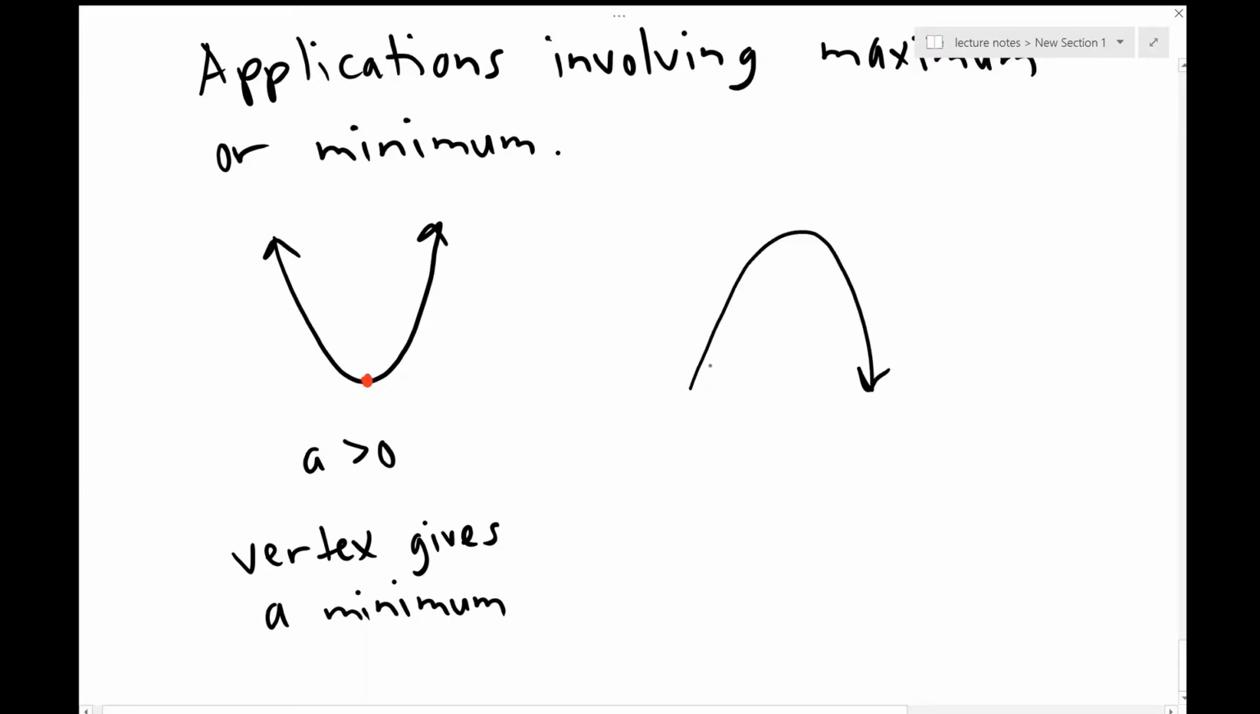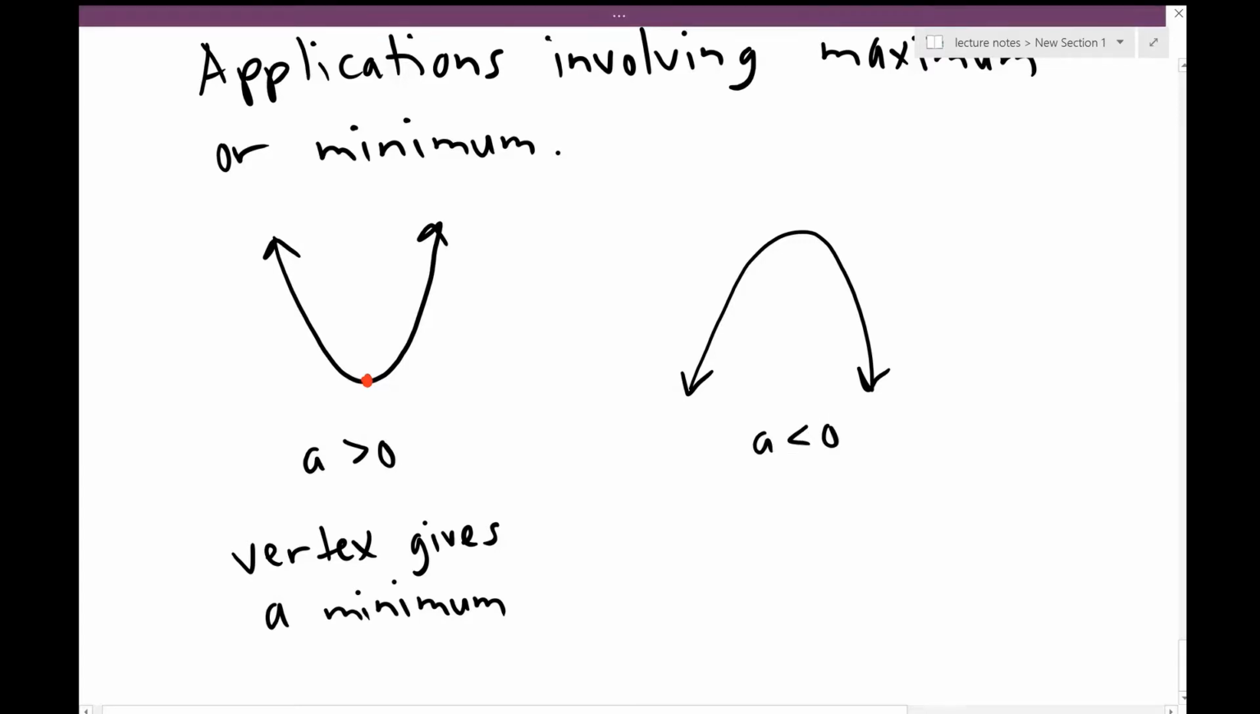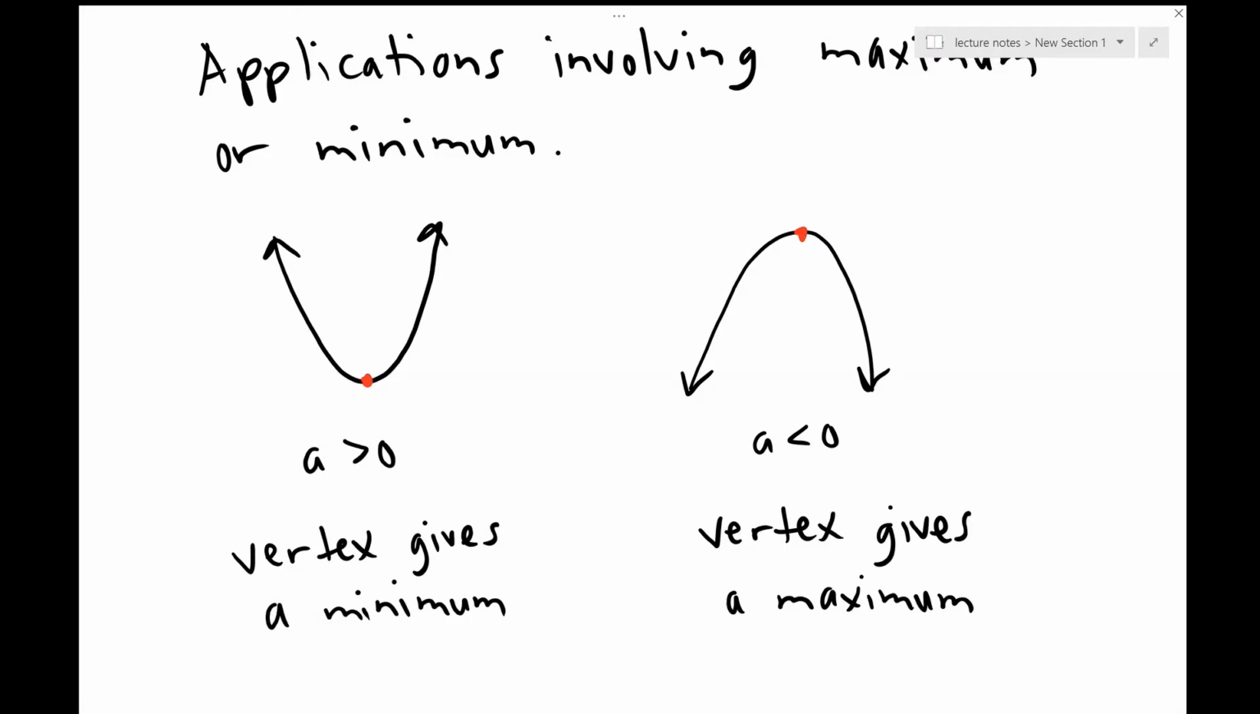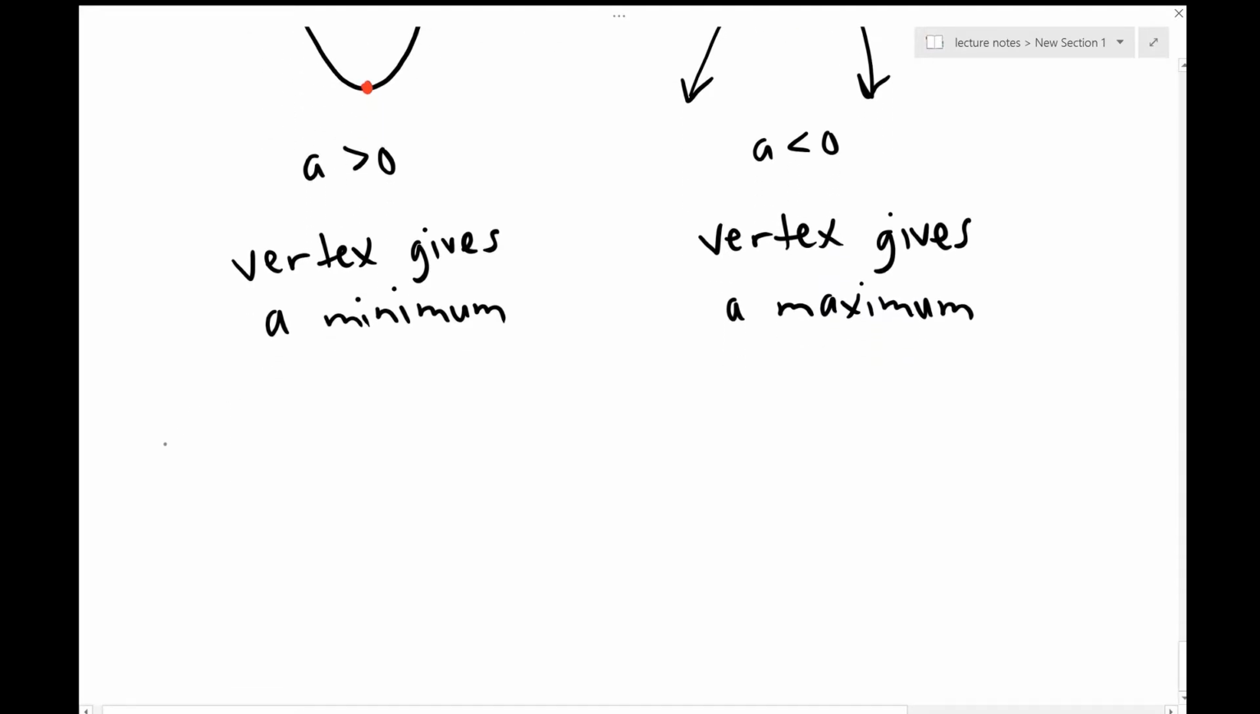On the other hand, if we see a parabola that opens downward, well, we know that that occurs when the a value is less than 0. But in that case, the vertex is located at the top of the graph. And what that means is that the vertex is giving us a maximum. And so in common applications of quadratic functions, they'll ask you to determine the maximum or minimum value of the function. And really what that boils down to is just determining the coordinates of the vertex. So let's go ahead and take a look at a couple of examples of how this sort of thing works.